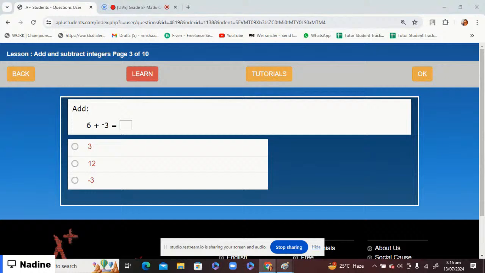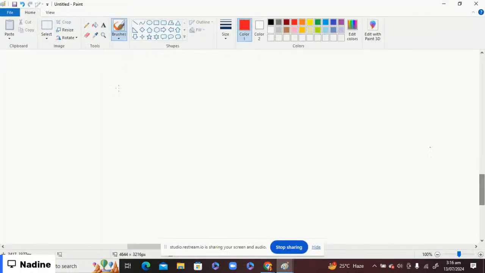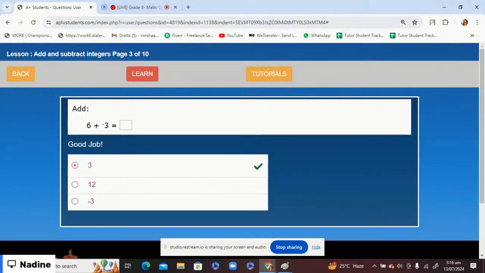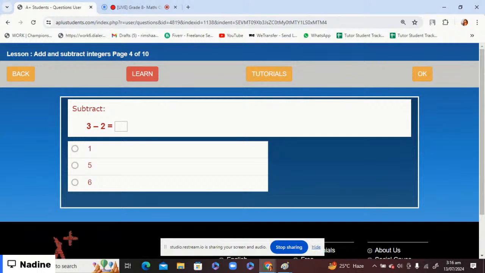6 plus into minus 3. So 6 as it is here. Here is plus minus. If there is one plus sign and one minus sign, what do you do? We put a minus sign, because plus minus is minus. So 6 minus 3 is 3. So here the option is 3, not minus 3. Okay. 3 minus 2, it's simple, it's 1.